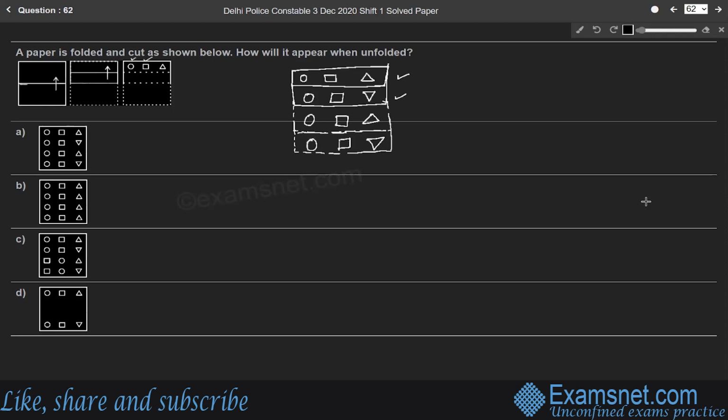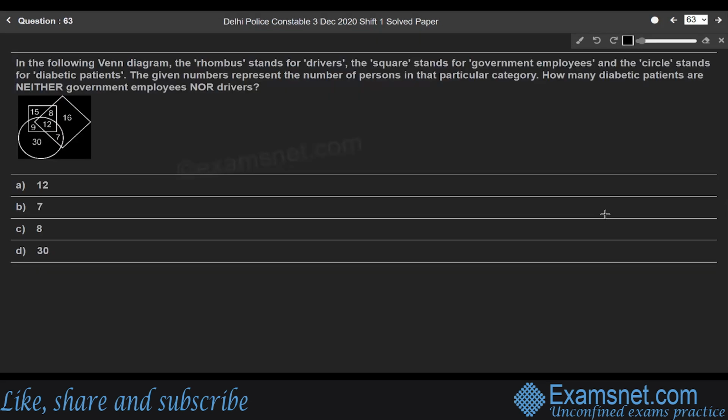Therefore, look at option A. Yes, which is exactly the same as the drawn figure. Therefore, option A is the right answer. Question 63. In the following Venn diagram, the rhombus stands for drivers, square stands for government employees, and the circle stands for diabetic patients. The given numbers represent the number of persons in that particular category. How many diabetic patients are neither government employees nor drivers?